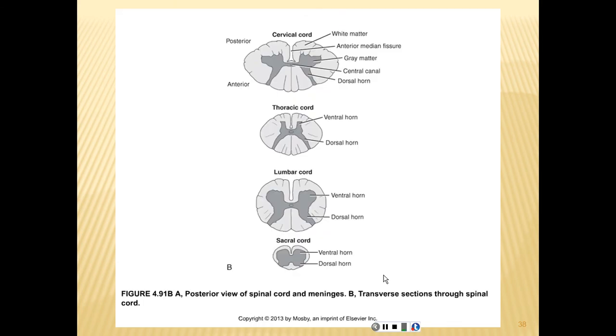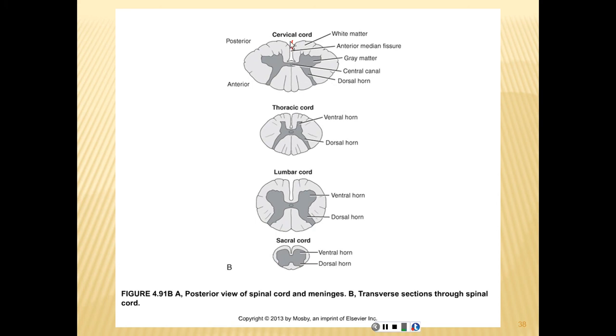And this is a cross section of the spinal cord, and you can see the difference between the cervical, thoracic, and lumbar spinal cord. You have the anterior median fissure that comes right down the middle, like the falx of the brain, if you wanted to compare it to something. This image is found on page 224, by the way.